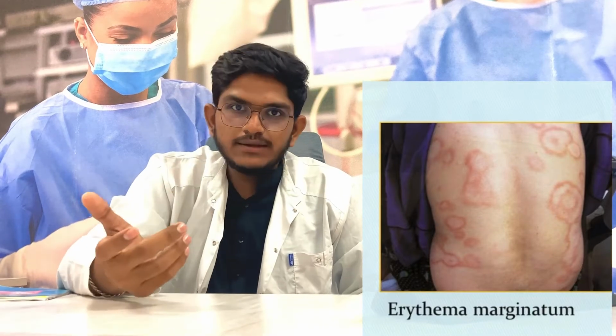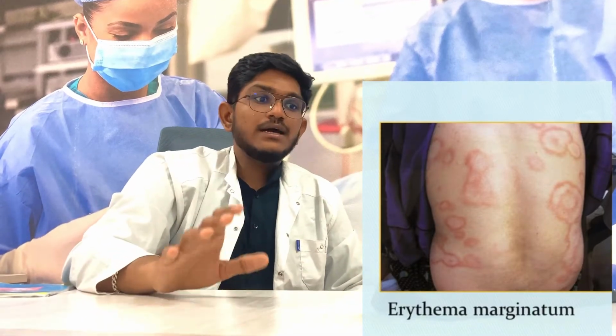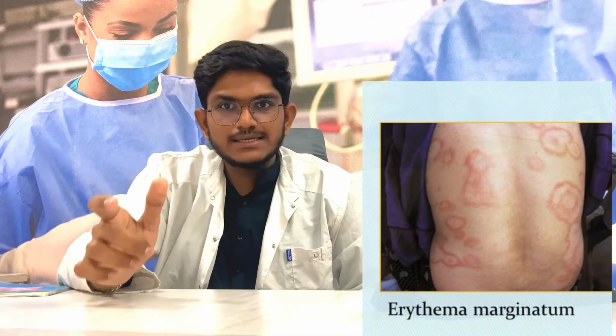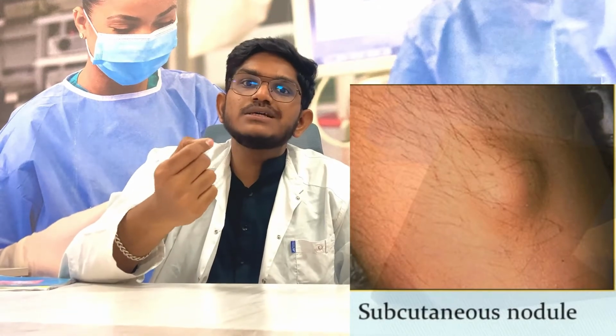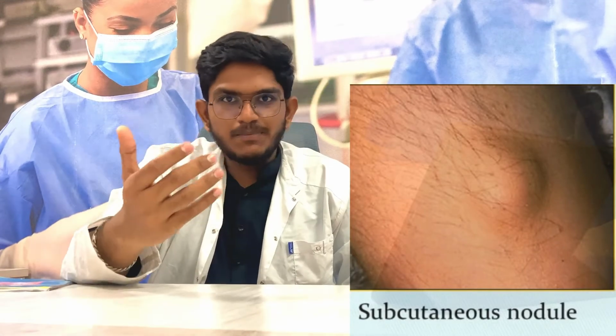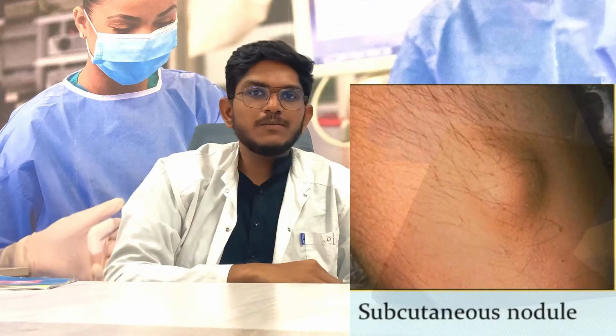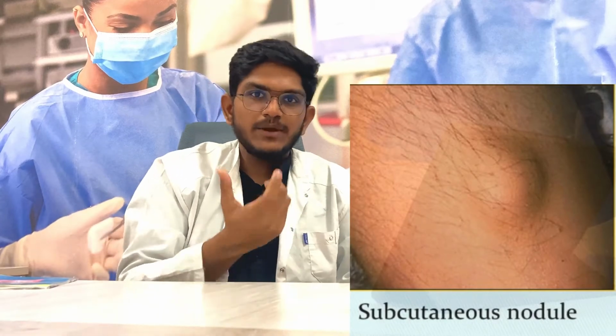And then the next one is erythema marginatum. It is a skin clinical finding, as you all know, in which a special ring-shaped skin rash is seen. And then there are subcutaneous nodules, which are small lumps under the skin. Mostly they are painless, but in some cases, some people do find them painful.